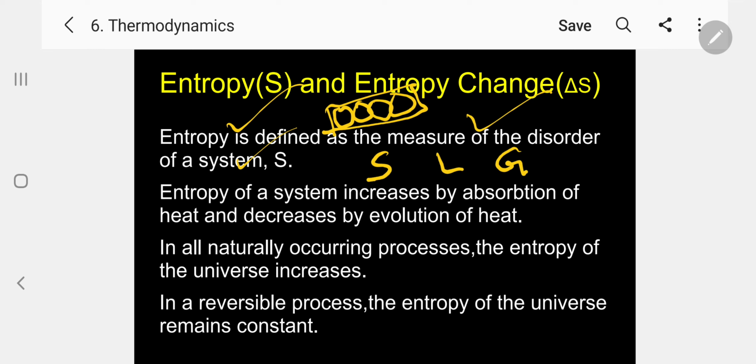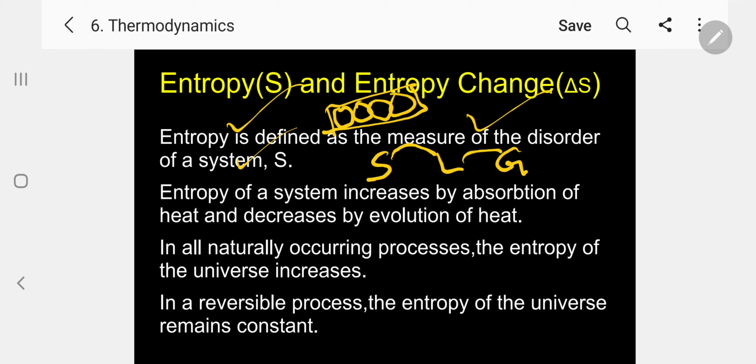So when you heat this solid, it becomes liquid. What is happening now? The order is becoming disorder. That means, what is entropy? Entropy is defined as the measure of disorder. That means when solid changes into liquid, entropy increases. When liquid changes into gas, entropy increases.